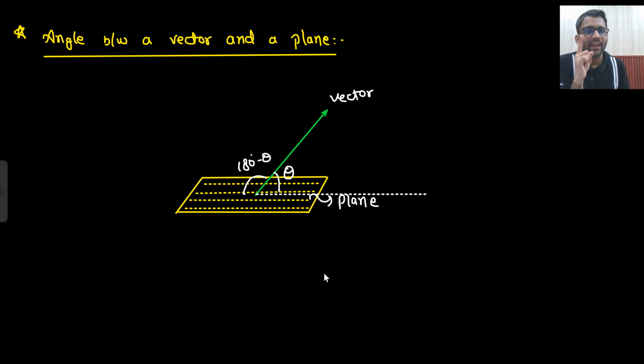Usually we will take the acute angle, but there is no hard and fast rule. If someone is asking me what is the angle between a vector and a plane, look, this is a plane and this is a vector. So this angle it will make, that is theta. One more angle it will make, 180 minus theta. I can consider that also, but usually if it is coming in an MCQ, then you will consider this angle, which is acute. So how would you find this?